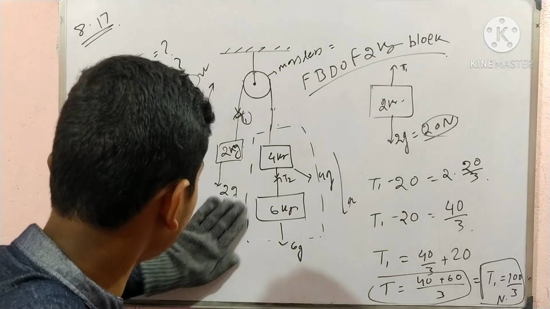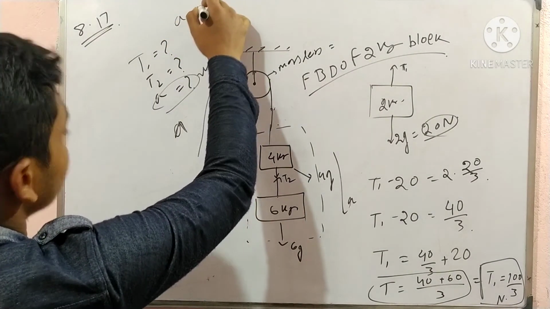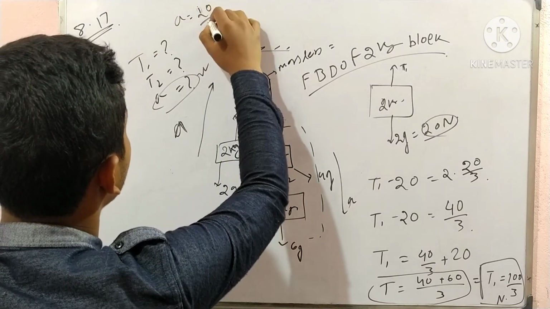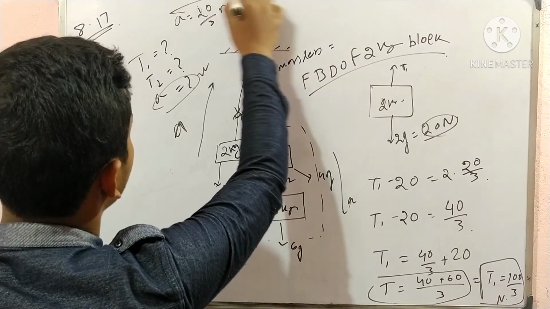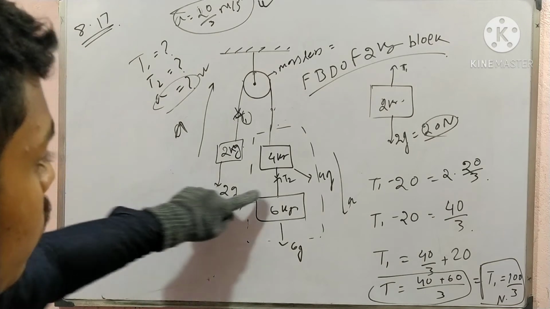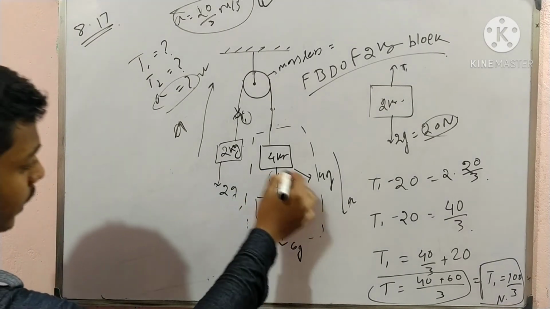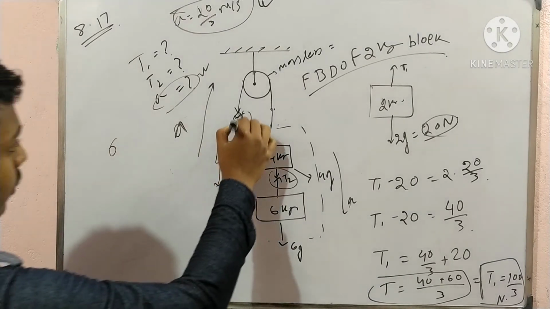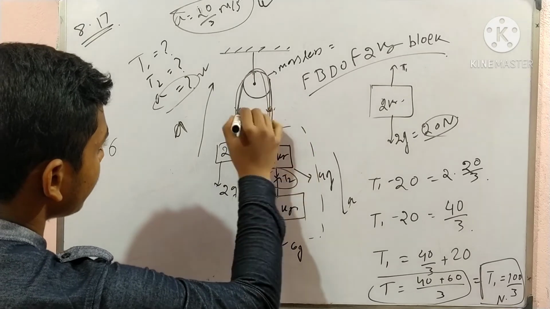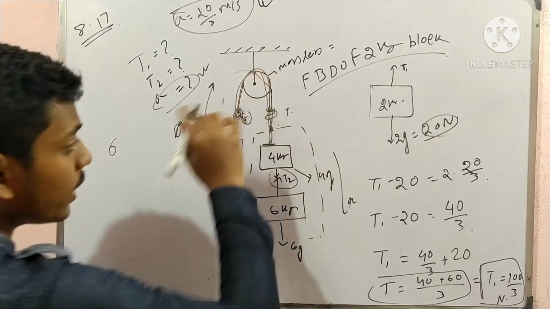Now we will move on to the value of T2. The acceleration is 20 by 3 meter per second square. Now we move to this block, the 6 kg block. Because this is a constrained motion, here there is a rope, so the tension will be the same throughout that rope.